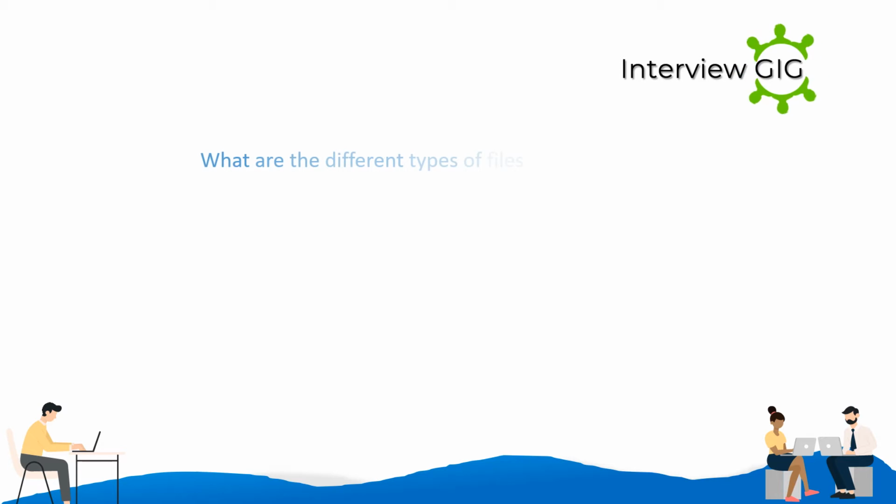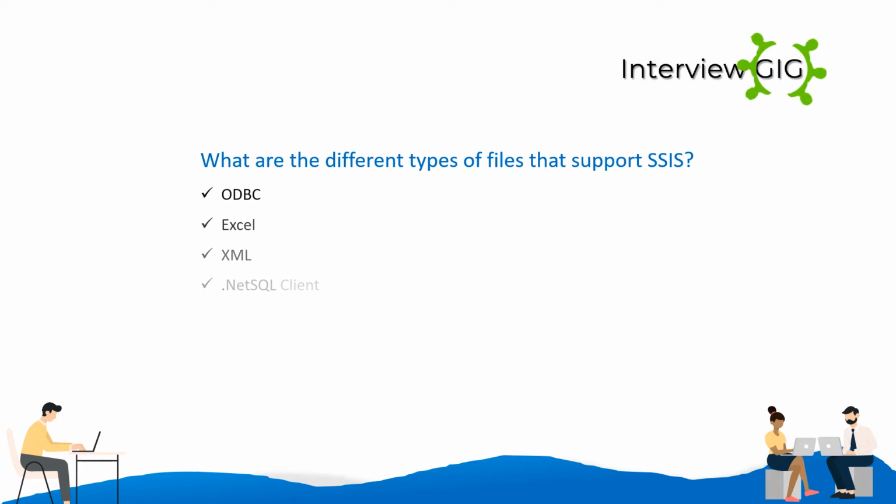What are the different types of files that support SSIS? ODBC, Excel, XML, .NET SQL Client, OLEDB, flat file.